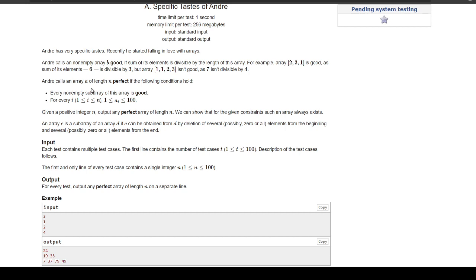So how you can do that is basically initialize all the array elements to 1. So your answer would be 1 1 1 1 1 1 1, n times, and that is your solution. You can see that if you select any subarray of length x, there will be x ones in it, and the sum would be x, which is divisible by x, of course. So this was your solution of the first question.